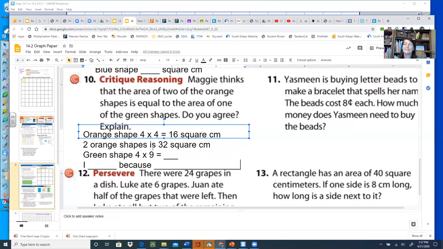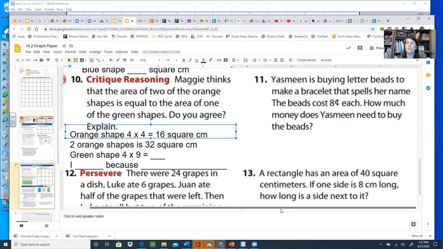Number 11, Yasmin is buying letter beads to make a bracelet that spells her name. The beads cost 8 cents each. How much money does Yasmin need to buy the beads? Okay, well, if this was regular smart board, I could highlight right on it, but I don't think I can do that. So the beads cost 8 cents each. So I am going to grab a text box and get started.